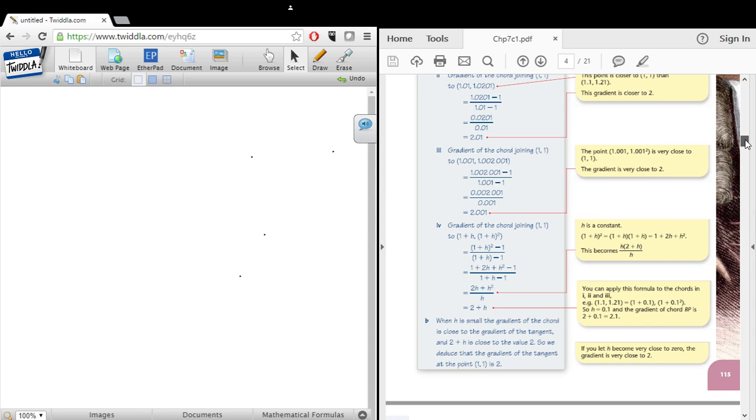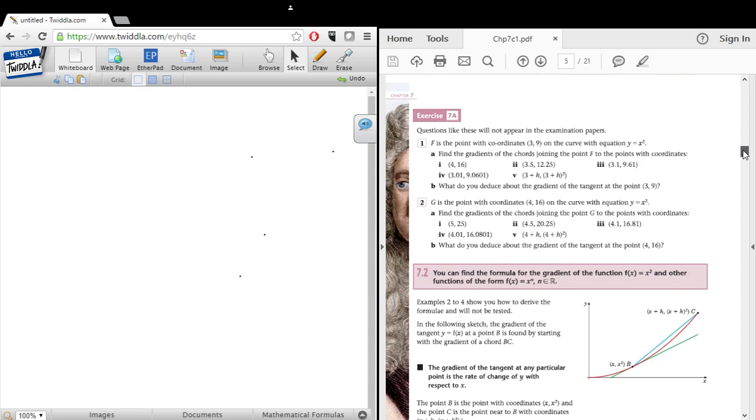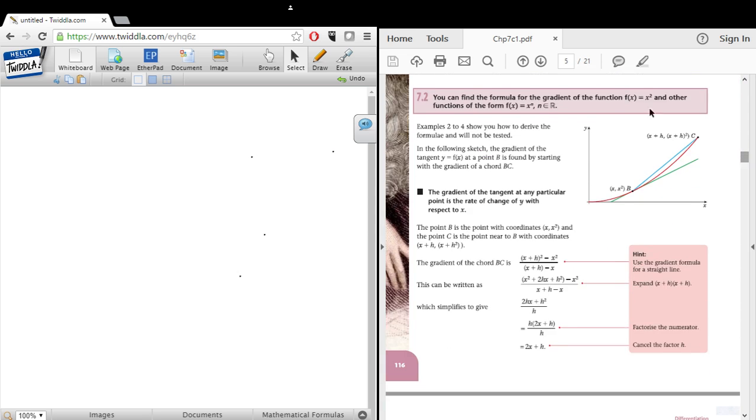Very simple, very straightforward. Here are some exercises for you to do. Can you find the formula for the gradient of the function f(x) equals x squared and the other function of the form f(x) equals x to the n?